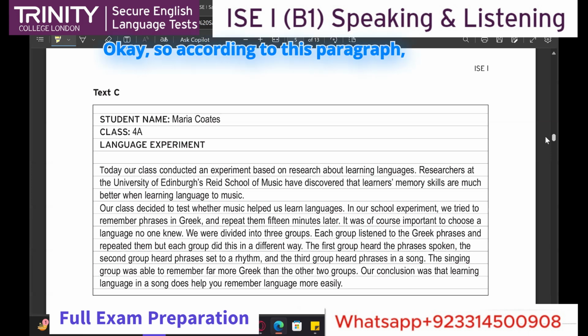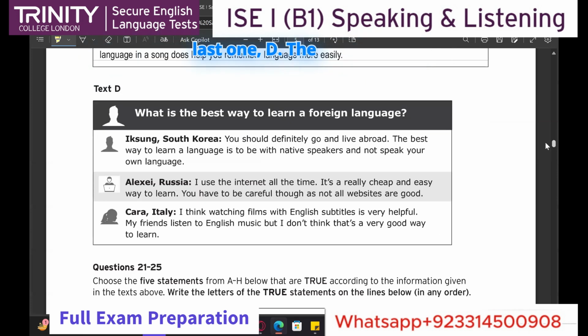Okay, so according to this paragraph, what did they find out? That the conclusion was this: that language learning in a song really helps to remember it. Okay, then last one, D.